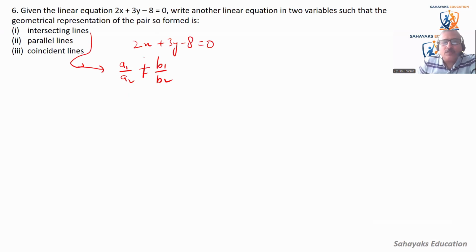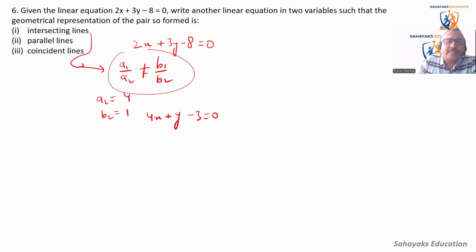So what we are going to do? We'll take some values where it is not the same. So for the second equation I've taken A2 as say 4 and B2 as say 1. So the ratio will not be same. So the equation comes out to be 4x plus y minus 3 is equal to 0. Now, we know that A1 by A2 will not be equal to B1 by B2 for intersecting lines.